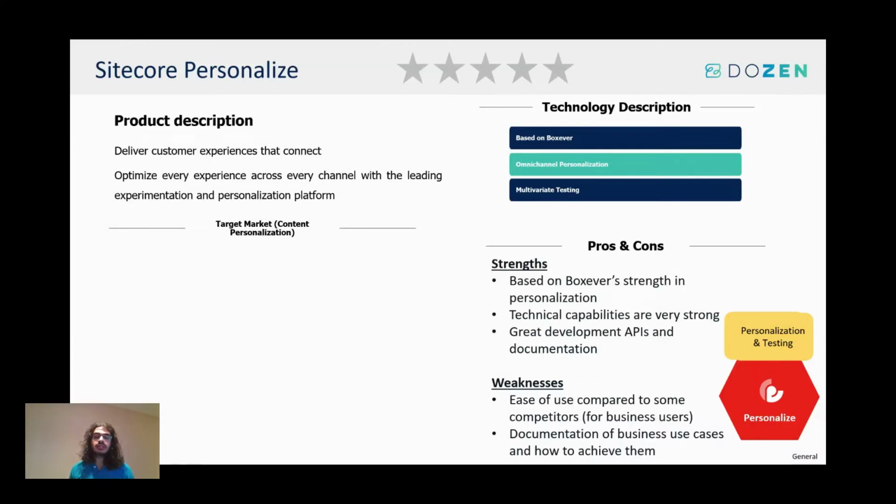I think the weakness is ease of use compared to some of the other competitors. For business users, there is still that idea of having to go in and write JavaScript or code. I know this is one thing that Pages is now taking into consideration as part of that personalized integration with Pages. However, for now it's still on a page level, not a component level.